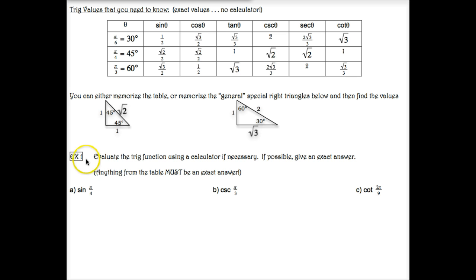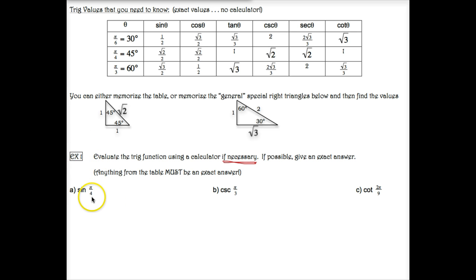So the directions on your classwork are going to look like this. They're going to say evaluate the trig function using a calculator if necessary. If possible, give an exact answer. So basically, if it's anything that's from the table, you have to give an exact answer. It's not a choice. The "if necessary" only means if you can't give an exact answer, then we would use the calculator.